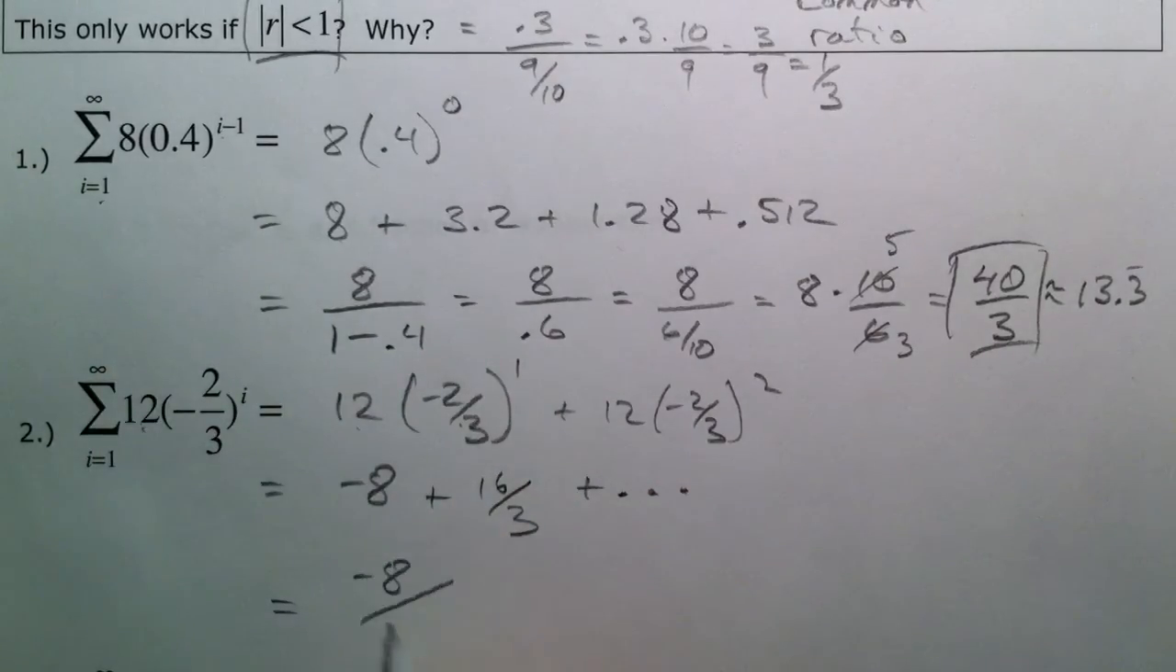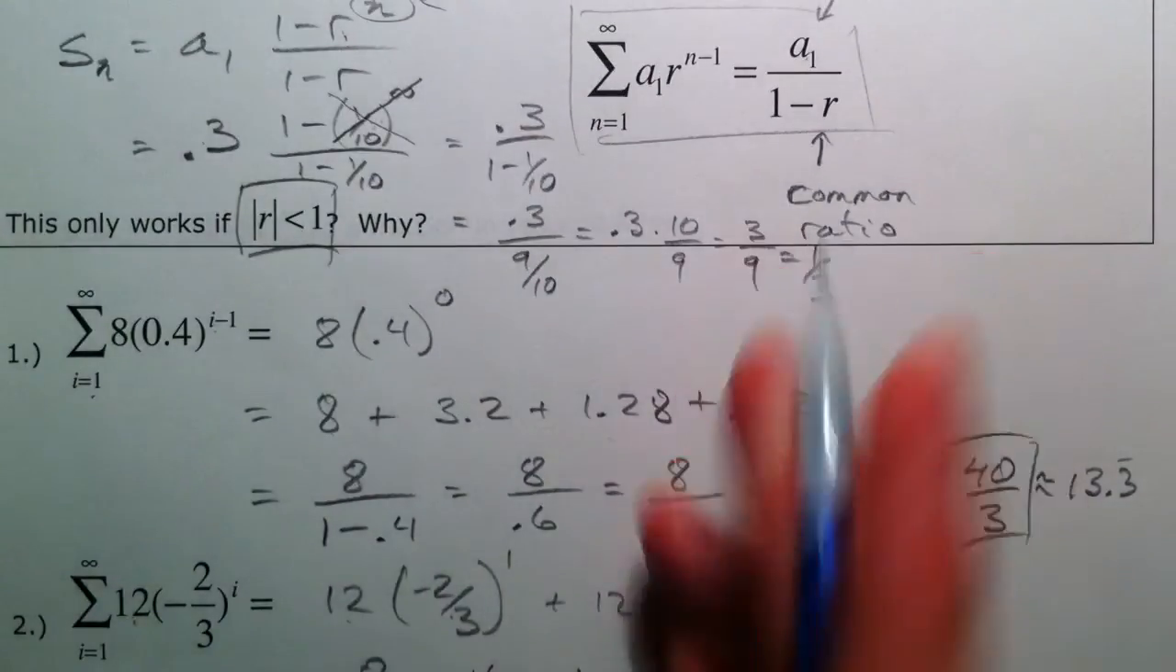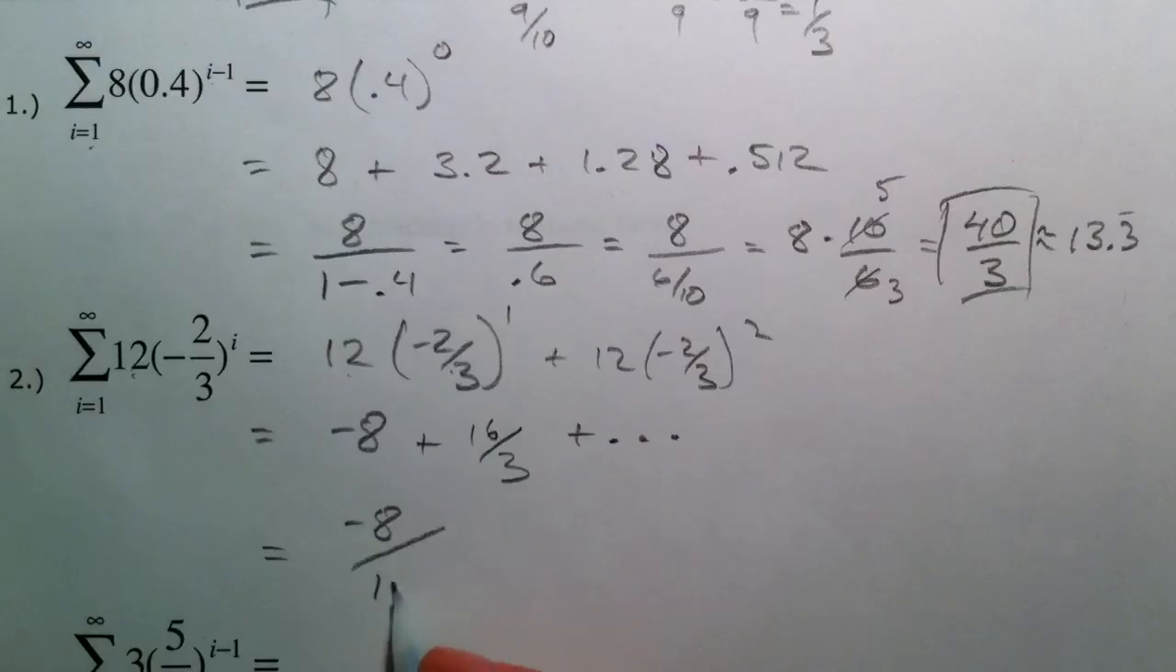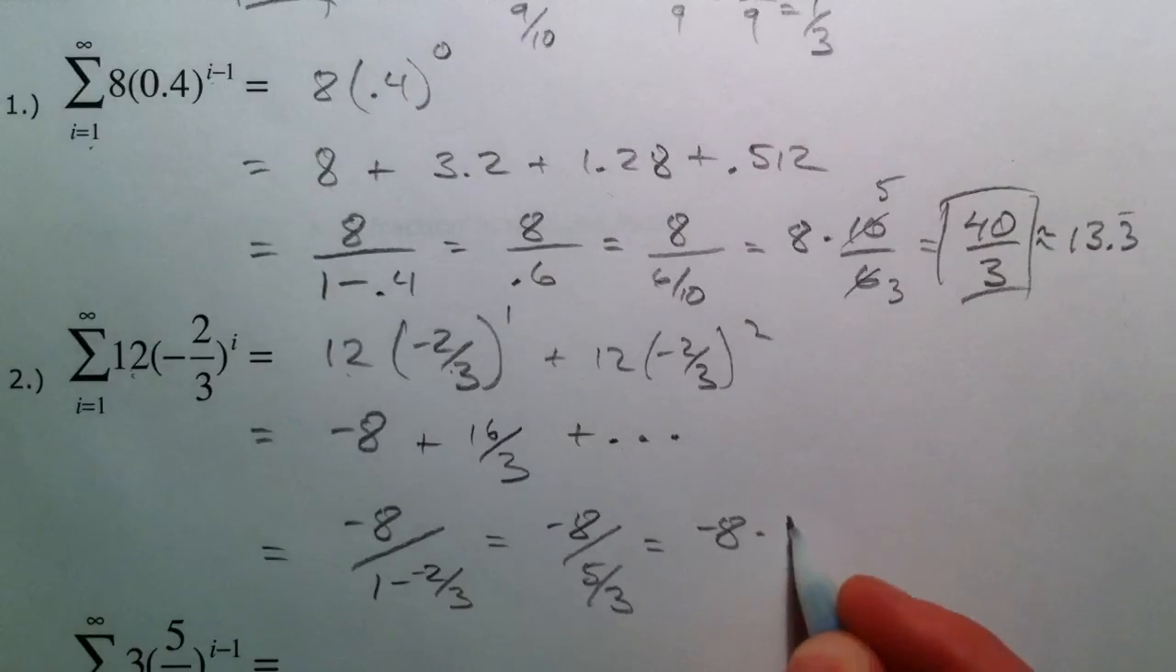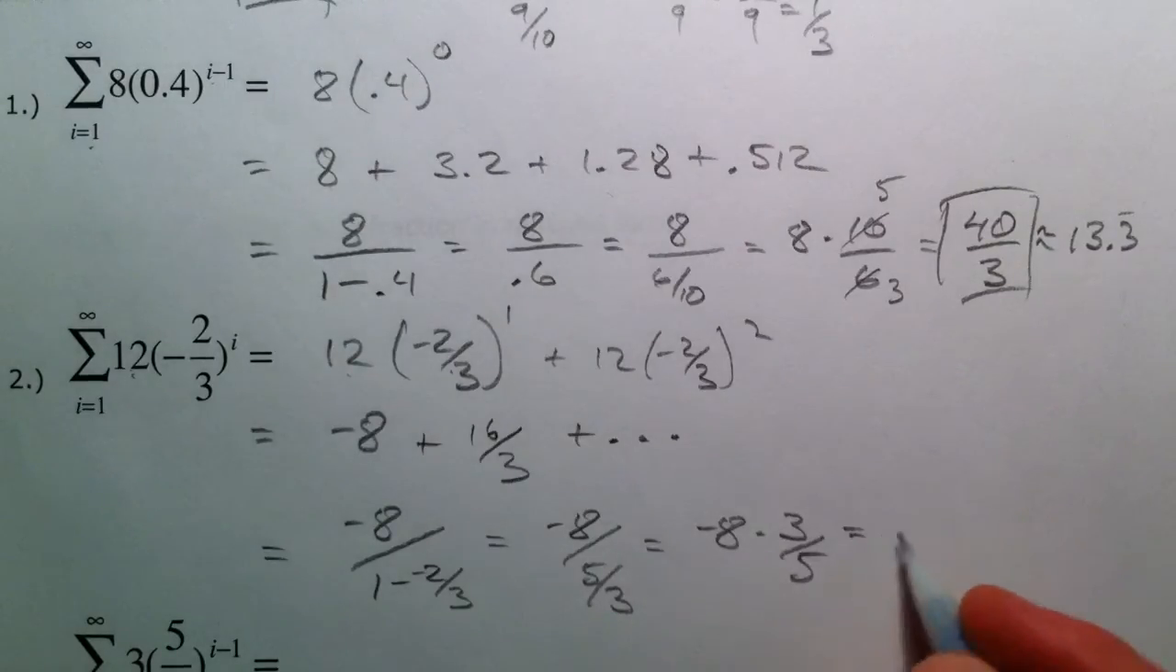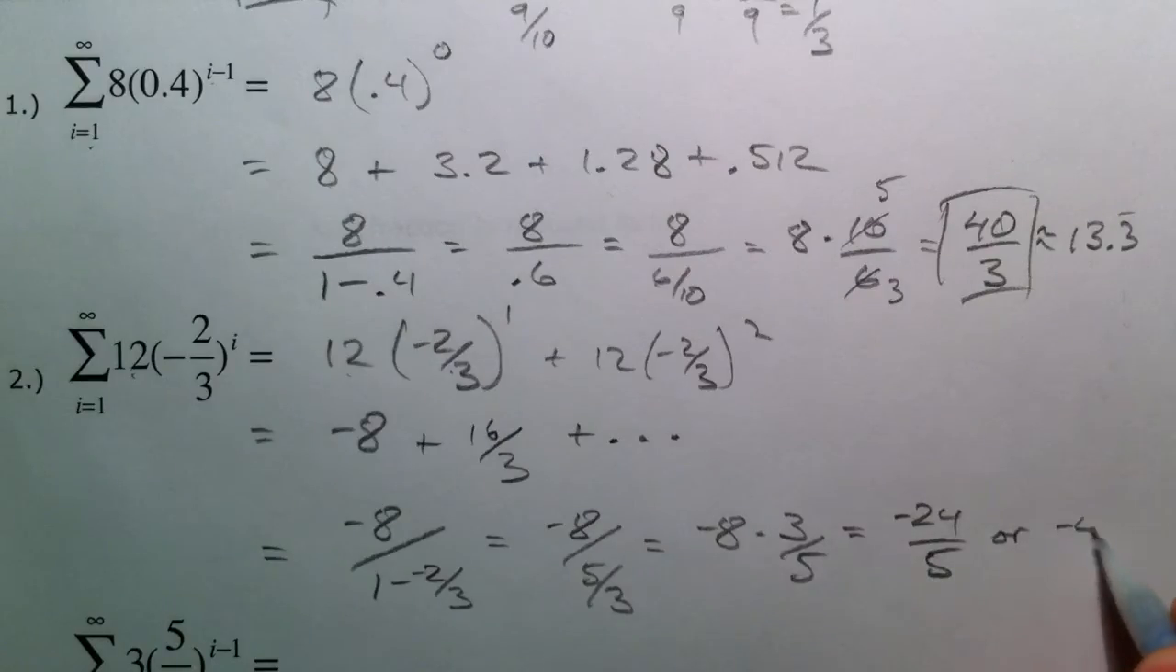So negative 8, our first term a sub 1, over 1 minus a negative 2/3. So that's really 5/3. Negative 8 times 3/5 is negative 24/5, or negative 4.8.